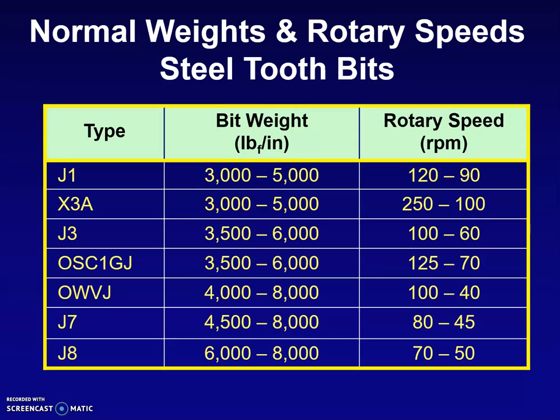And here are some numbers to give you an idea of the normal weight and rotary speeds. You can see that the weight on bit, in pound force per inch, the normal value is 3000 to 5000. For some formations, with some other drill bits, you can apply more force, 6,000 to 8,000 pound force per inch. And also the rotary speed is in rotations per minute, and this is the speed at which you can rotate them. This gives you an idea of what the numbers look like.